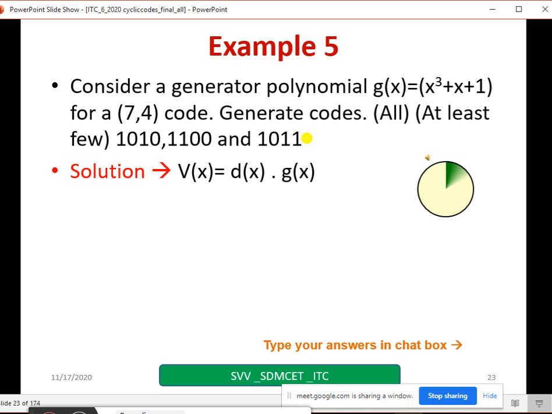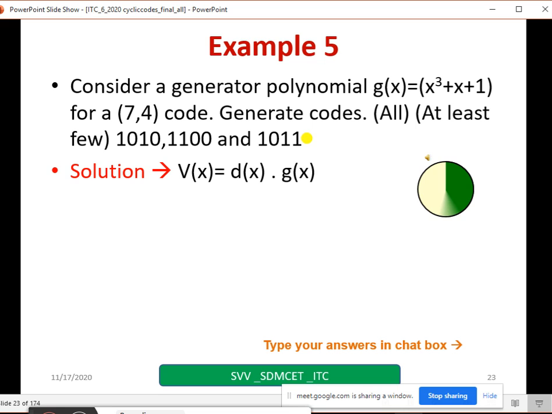First, copy it on the problem statement. Consider generator polynomial g of x equal to x cube plus x plus 1. The same problem statement we use repeatedly so that it will be easy to compare. For a 7-4 code, generate the codes. All the code words you have to generate when you get time, but now at least 3 will do: 1 0 1 0, 1 1 0 0, 1 0 1 1. v of x equal to d of x into g of x.